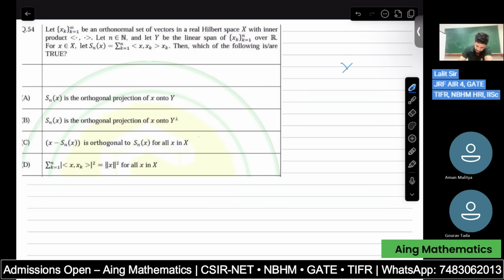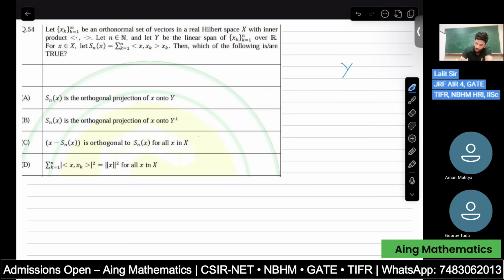Suppose Y is a subspace, and let me ask you first, is Y closed or not? Yes, Y is closed because it is finite dimensional. It is an orthonormal set, so it is linearly independent, spanned by n vectors over R. So it's a finite dimensional normed vector subspace, so it must be closed.